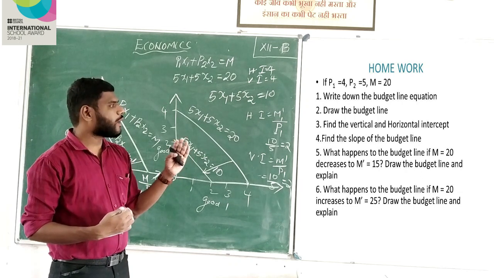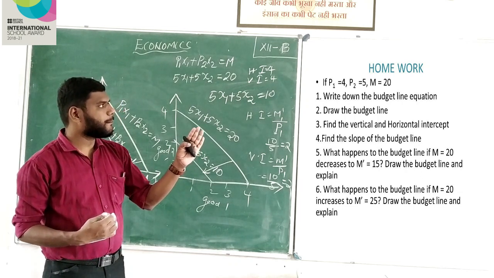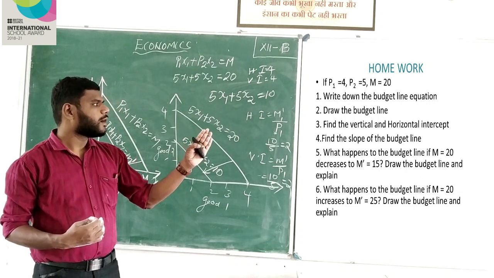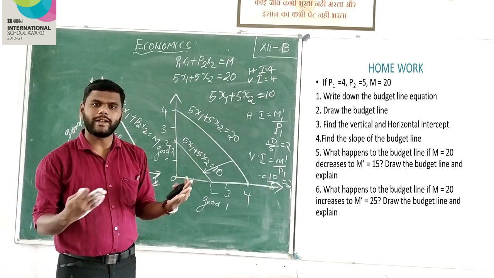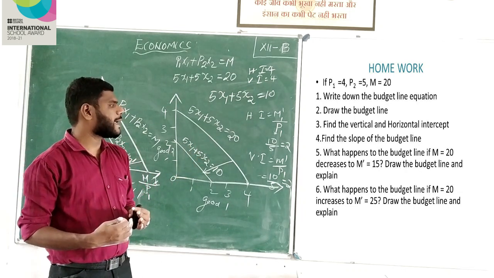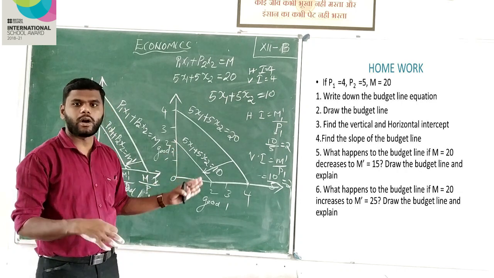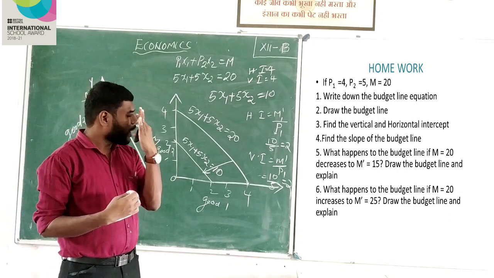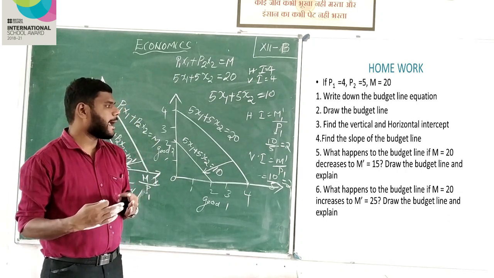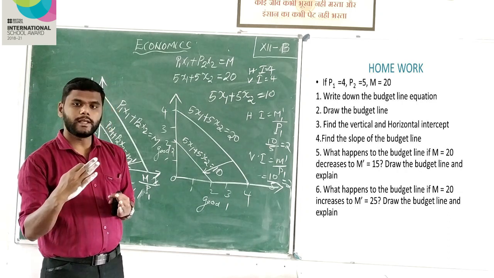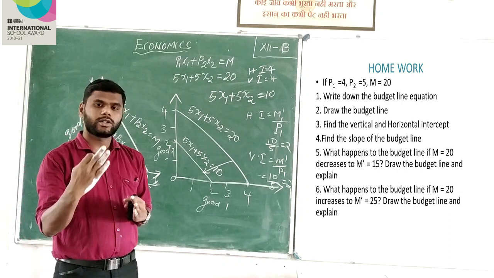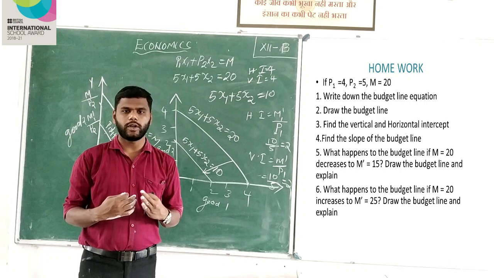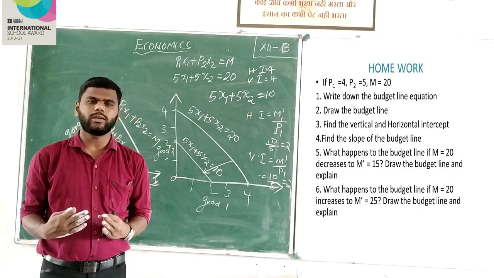And the fifth question: what happens to the budget line if M is equal to 20 decreases to M dash, that is 15? If the income of the consumer decreases, what will happen to the budget line? Draw the budget line and explain. You have to draw like this and you have to give the explanation to that question. Now, what happens to the budget line if M is equal to 20 increases to M dash, that is 25? Draw the budget line and explain. This is the homework for you people, and if you have any doubt you can contact me.